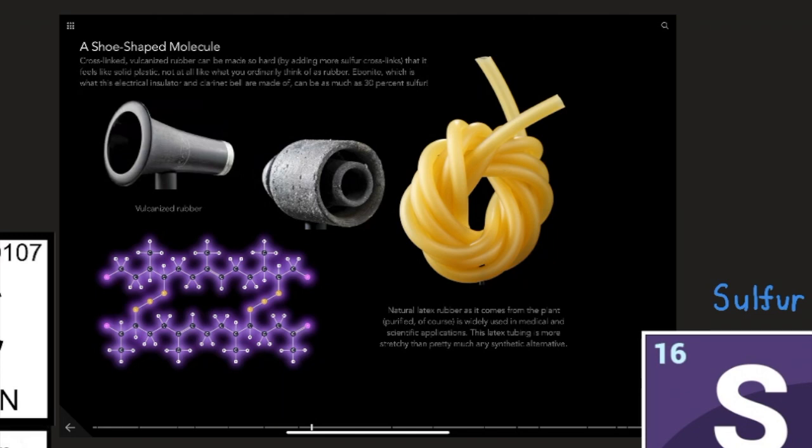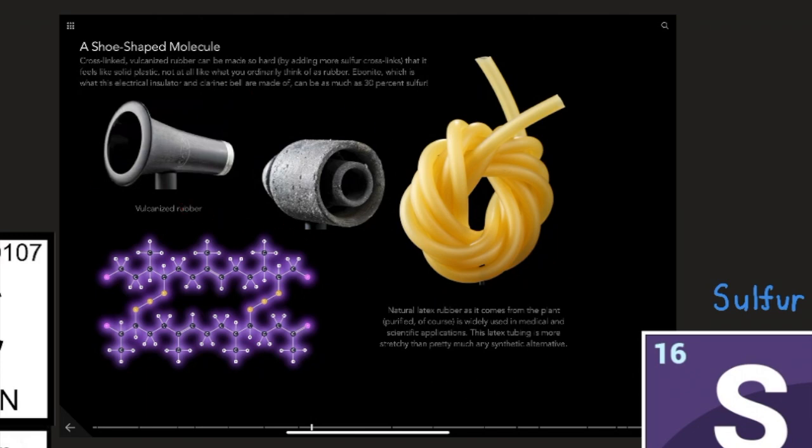So if you ever interacted with those rubber concrete type floors, like on a playground or some other environment, it still feels soft like rubber, but it feels almost as hard as cement because they add so much sulfur to the bonds right here that they start to become so adhered to each other that they change properties at the macro scale, becoming relatively harder than softer rubbers that have less sulfur. Ebonite, which is what this electrical insulator and clarinet bell are made of, can be as much as 30% sulfur.